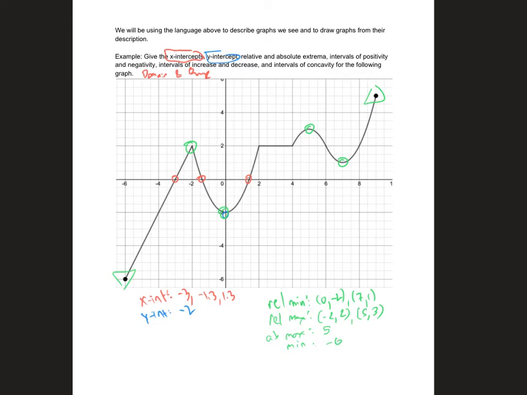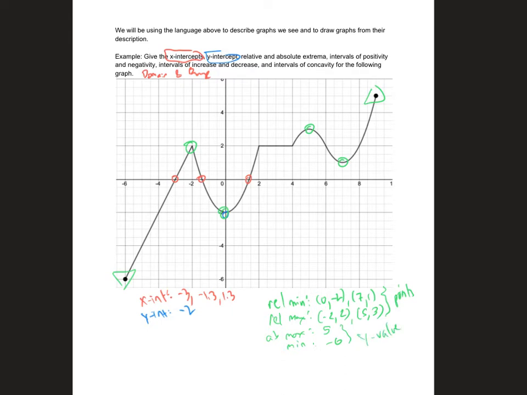So when we think about relative extrema, we want to name those as points because it gives their location. But when we think about absolute extrema, we want to give the y value. That says points. I promise it does.